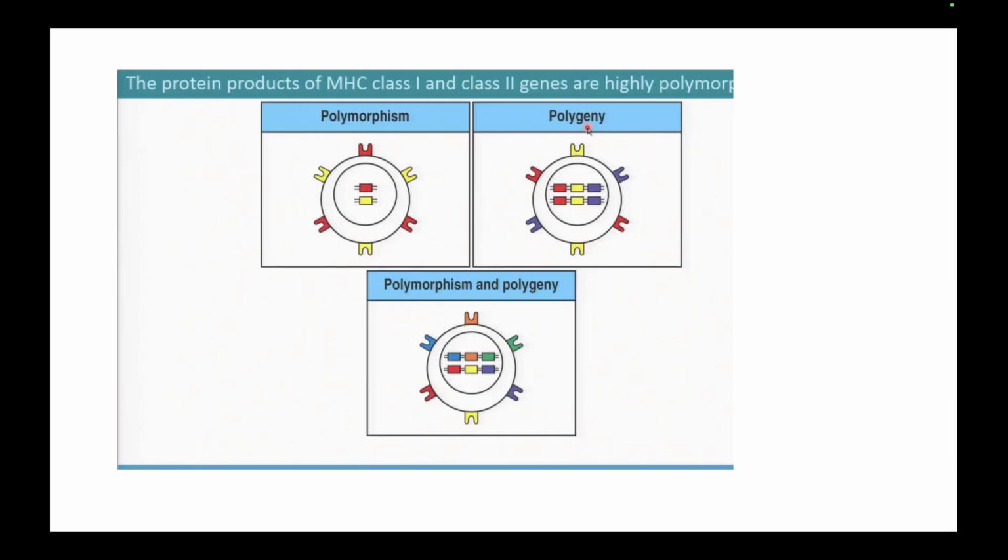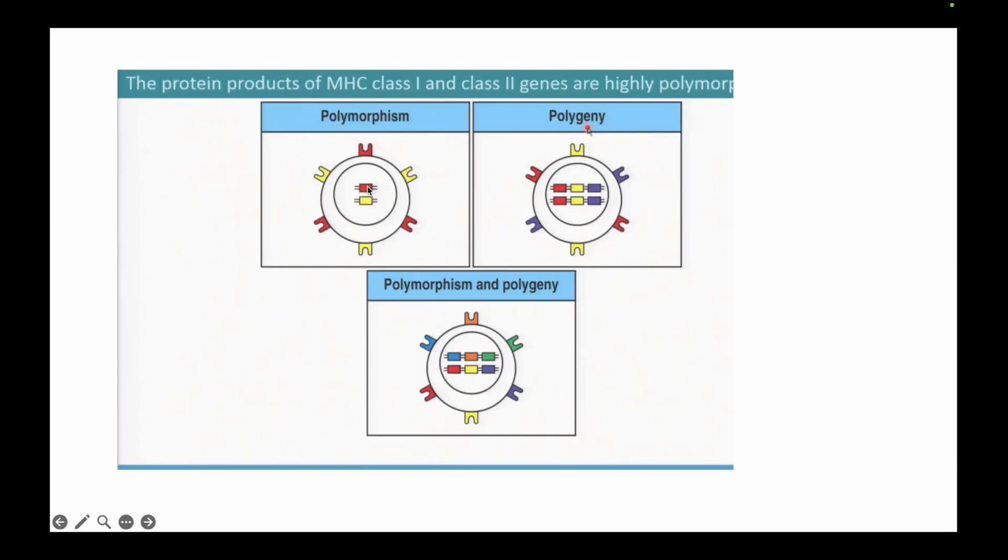Okay, so suppose in my body I have 200 types of MHCs, and that means all of those 200 polymorphic MHCs are being presented on my antigen presenting cell surfaces. The protein products of these MHC class 1 and class 2 genes are highly polymorphic and also polygenic.